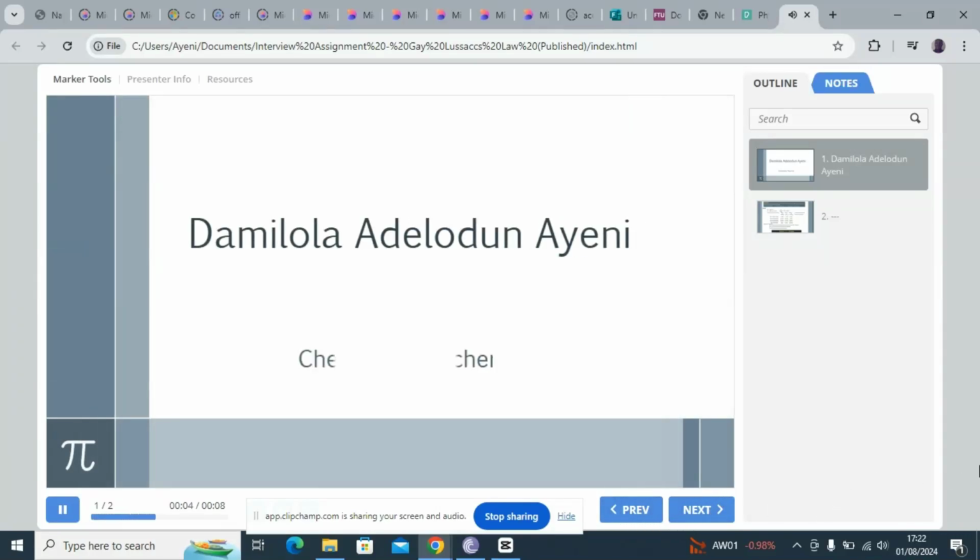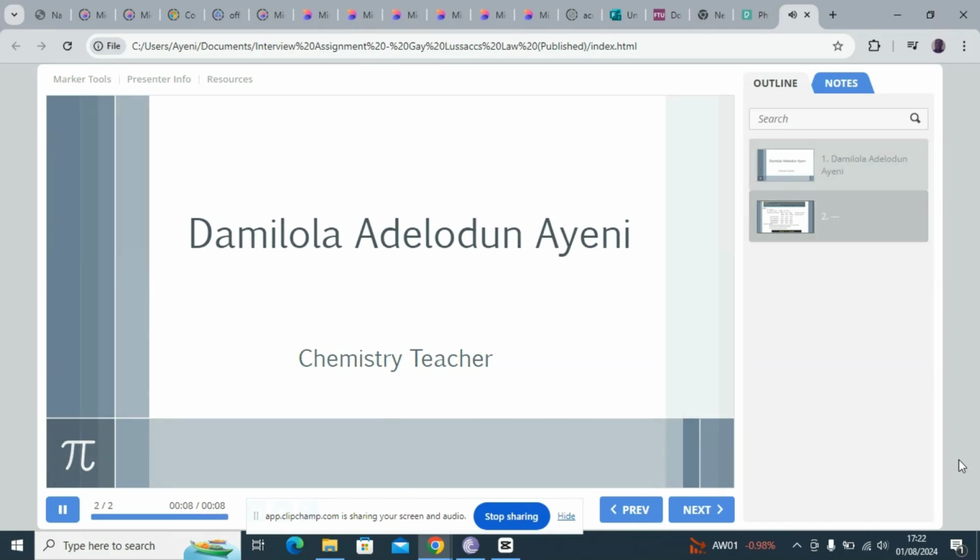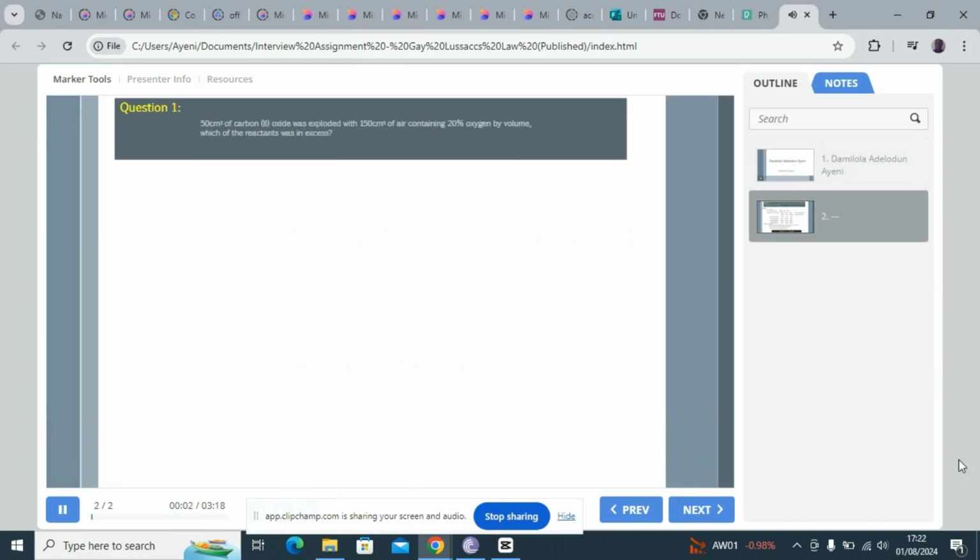I'm your chemistry teacher. I'm here to solve this chemistry problem, which says 50 cm cube of CO was exploded with 150 cm cube of air containing 20% oxygen by volume. Which of the reactants was in excess? A. Carbon 2 oxide, B. Carbon 4 oxide, C. Oxygen, and D. Nitrogen.